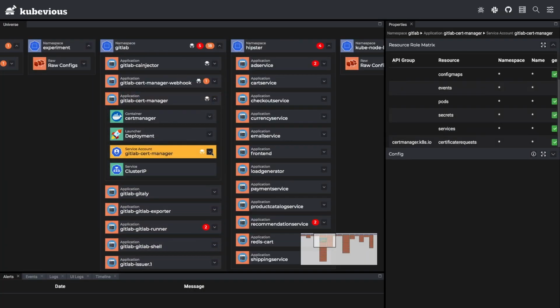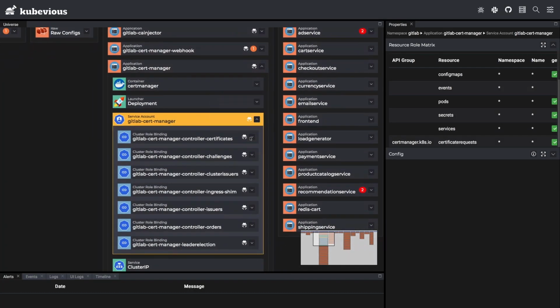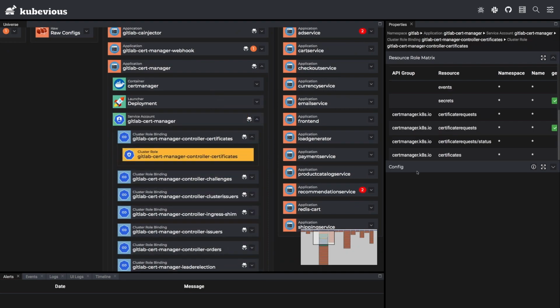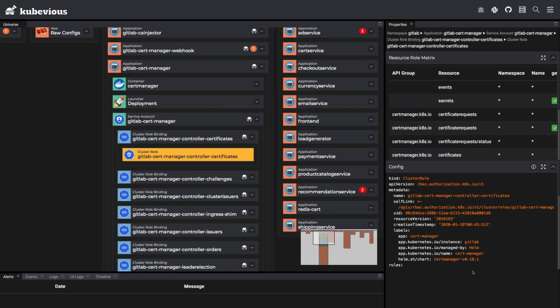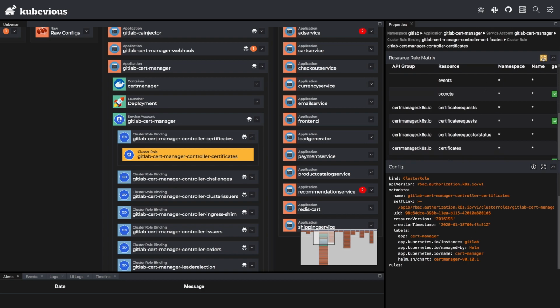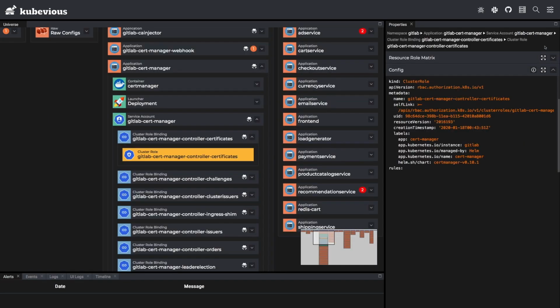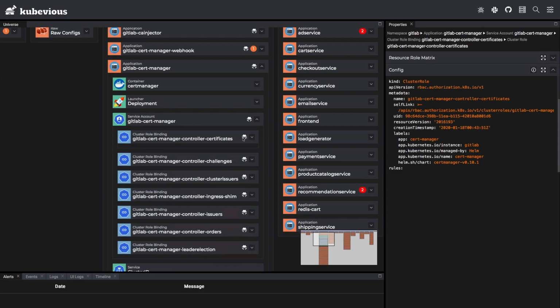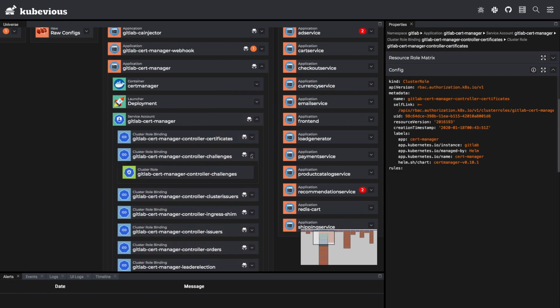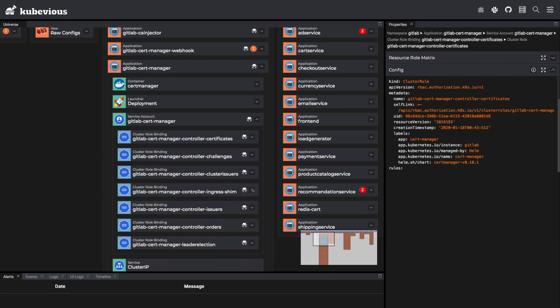Let's drill down into the service account, cluster role binding, and the cluster role. In the Properties pane, you see the role configuration, as well as the visual view of permissions granted by the cluster role. The table shows API resources, namespaces, and permissions as columns. In this case, we have 7 roles bound to the service account. It's a pretty tedious task to check every single role.